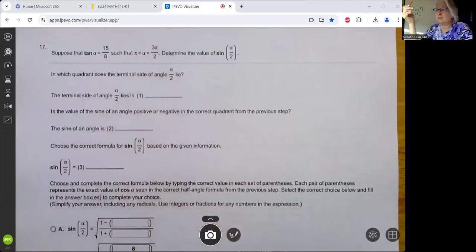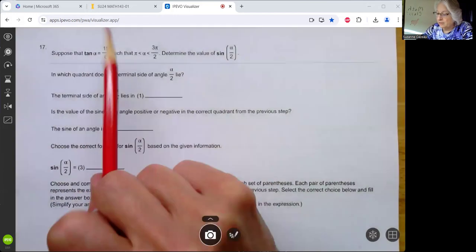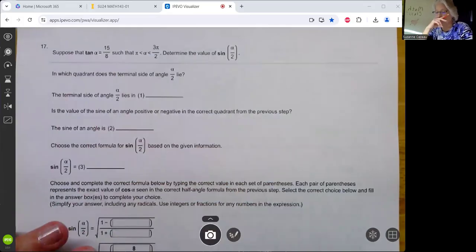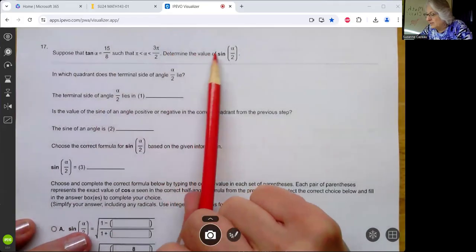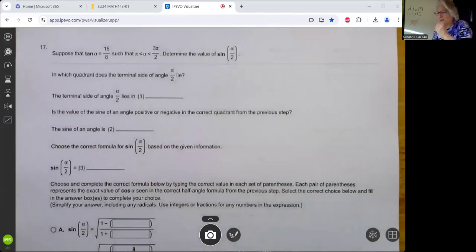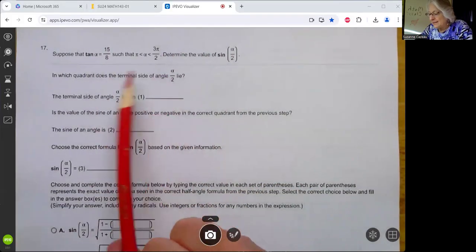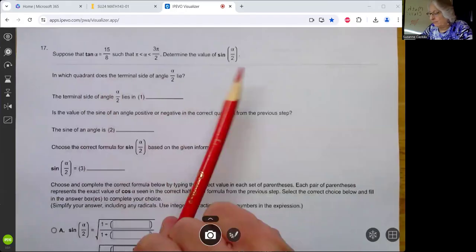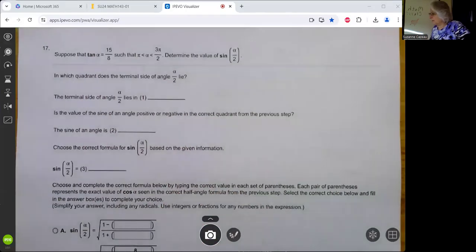Here's pi, over here, and then 3 pi over 2 is down there. So that means it's in quadrant 3, which means the x and the y are both negative. So essentially, it could be negative 15 over negative 8. Now we want to determine the value of sine of alpha over 2. But be careful: this is not asking for the quadrant of alpha, it's asking for the quadrant of alpha over 2.